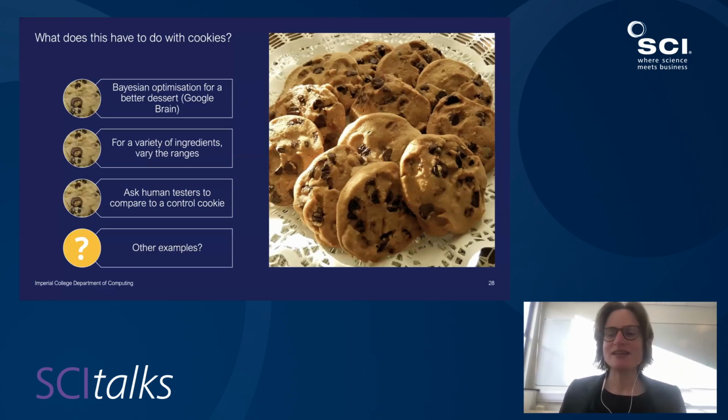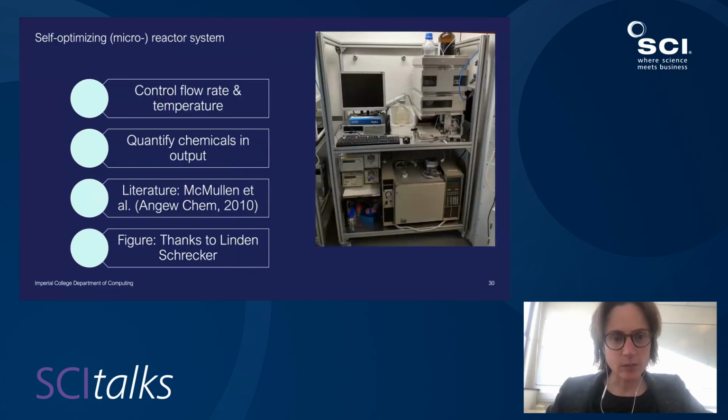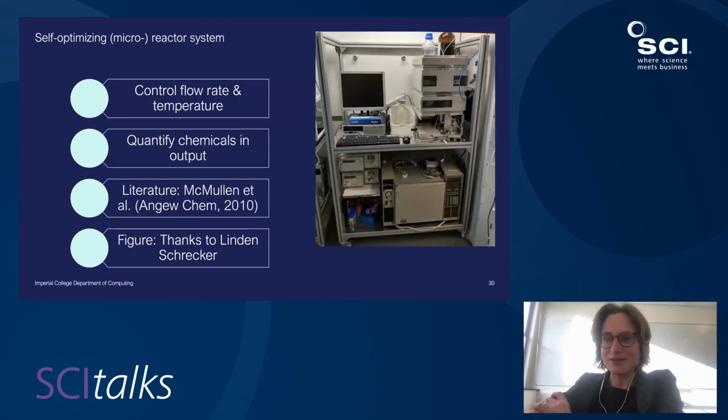And basically what happened is that they varied the ingredients and they varied the ranges of the ingredients, and they asked human testers to compare control cookies. And so basically, this is how I roughly think about Bayesian optimization and chemistry, which shows how little chemistry I know. Okay, but maybe some examples that are less silly and more optimization and more chemistry-ish.